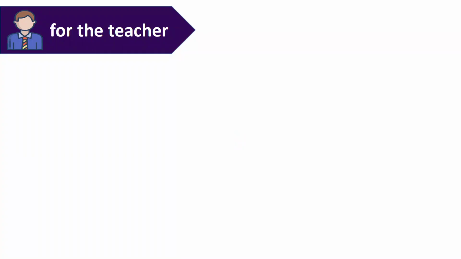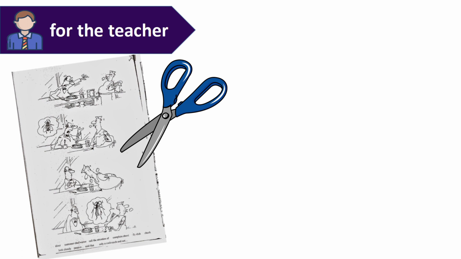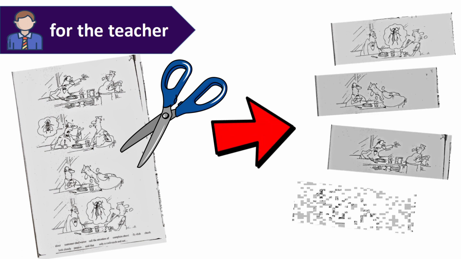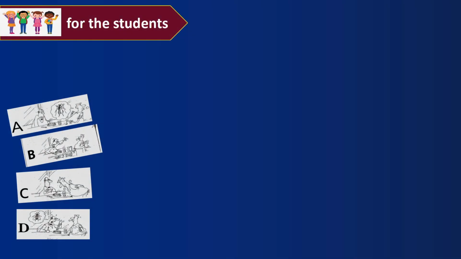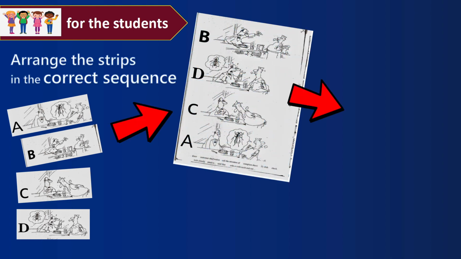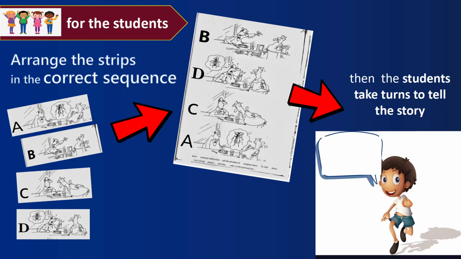For this activity, the comic story is cut into strips for each frame. This allows students to work together as they analyze the correct sequence or order of the separate frames. In the class activity, students arrange the strips in the correct sequence before telling the story to the class.